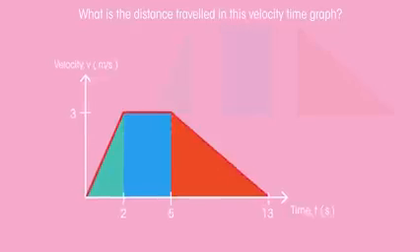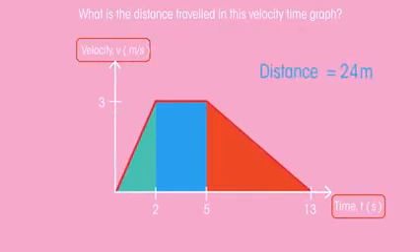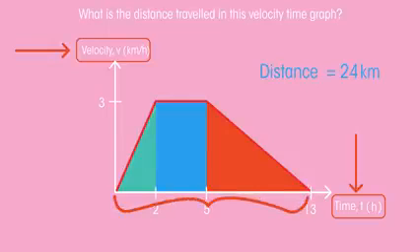For this one, it was seconds and meters per second, so the distance in meters is correct. But for this one, it's hours and kilometers per hour, so the distance would be measured in kilometers. So there we have velocity time graphs. Velocity on this axis, time on this axis, and the area underneath the graph is the distance. Simple.